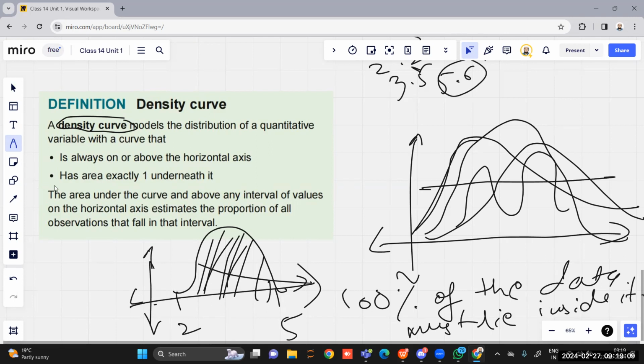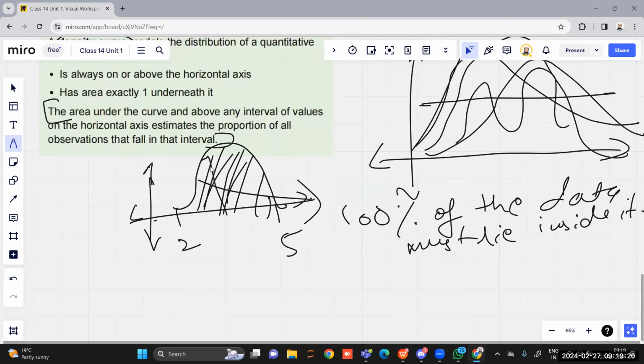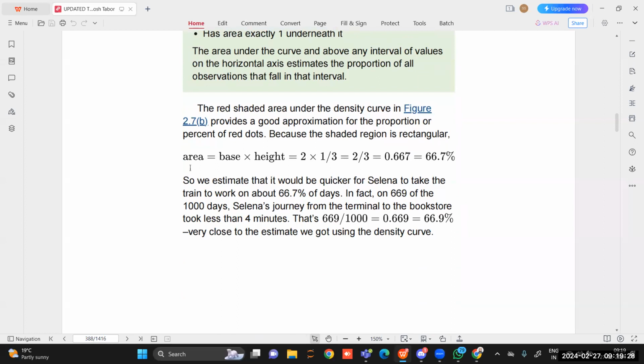The area under the curve and above any interval of values on the horizontal axis estimates the proportion of all the observations that fall in that interval. It means if we take a part of this, we will get the proportion of the data behind it. So the red shaded area under the density curve in figure 2.7b provides a good approximation for the proportion or percentage of red dots.